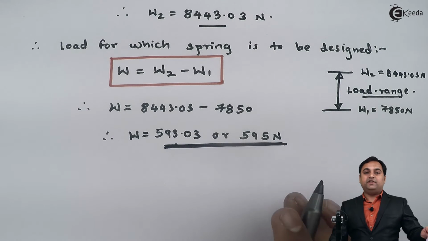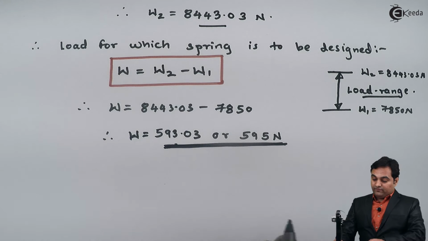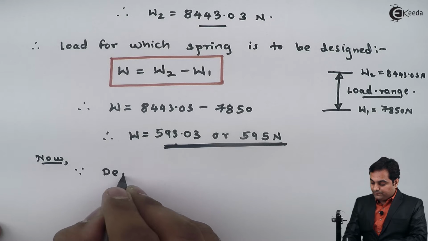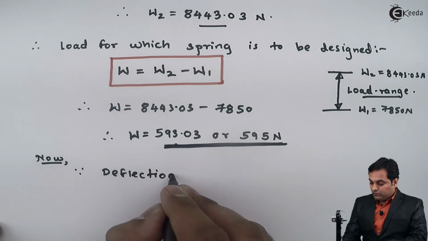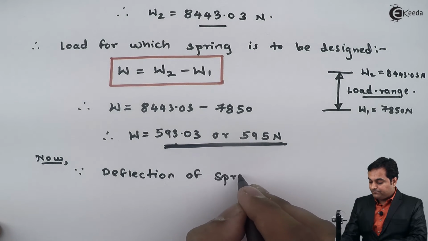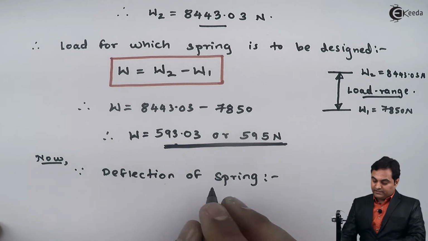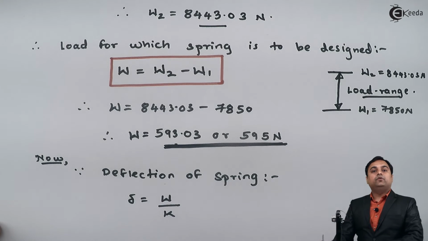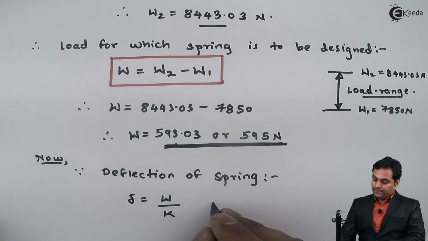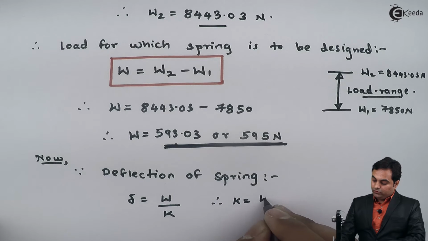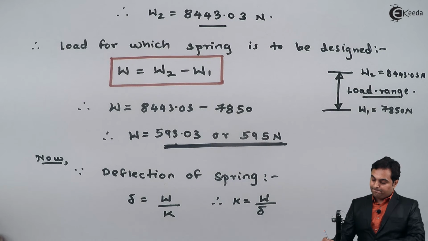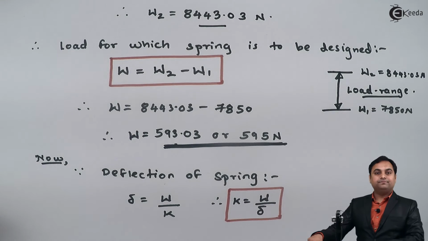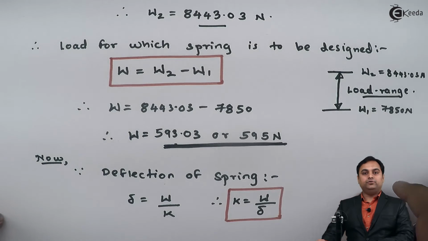I'm designing it for some extra value of load. Now after getting this, I'll say that since deflection of spring, deflection can be written as load upon stiffness. So from this I can get stiffness, therefore K will be equal to load upon deflection. I'll use this formula. From deflection I can get the stiffness formula. Now I'll write the value onto the next page.